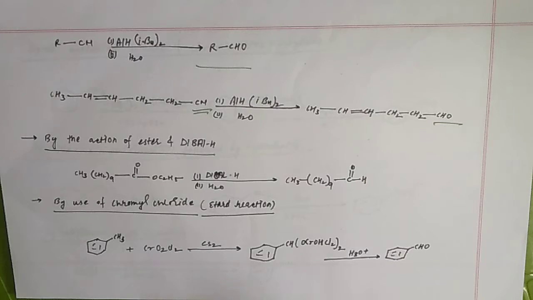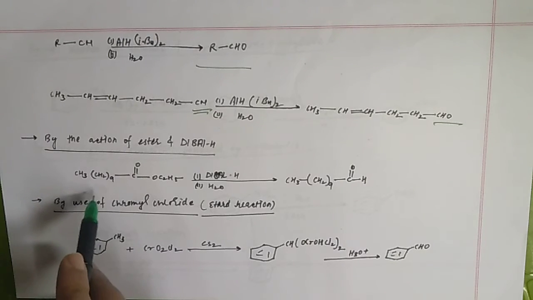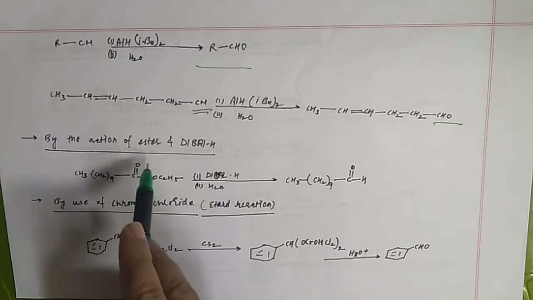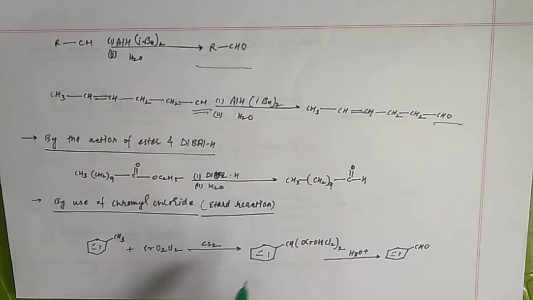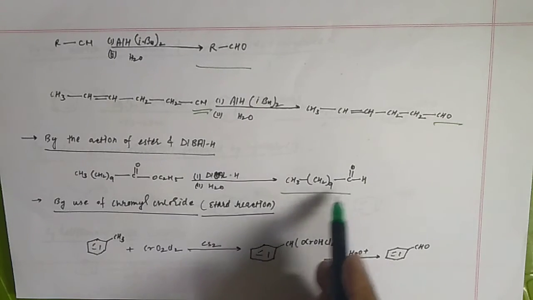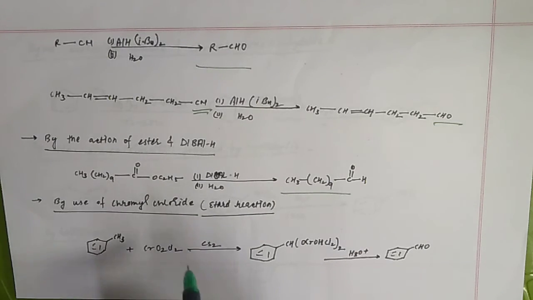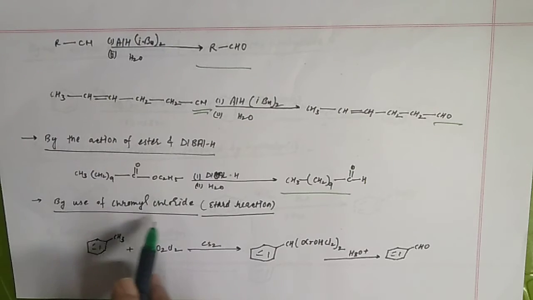Now let us move to another. If you are taking an ester, the ester can also be reduced to aldehyde by the use of diisobutyl aluminum hydride. The next method is by use of chromyl chloride.